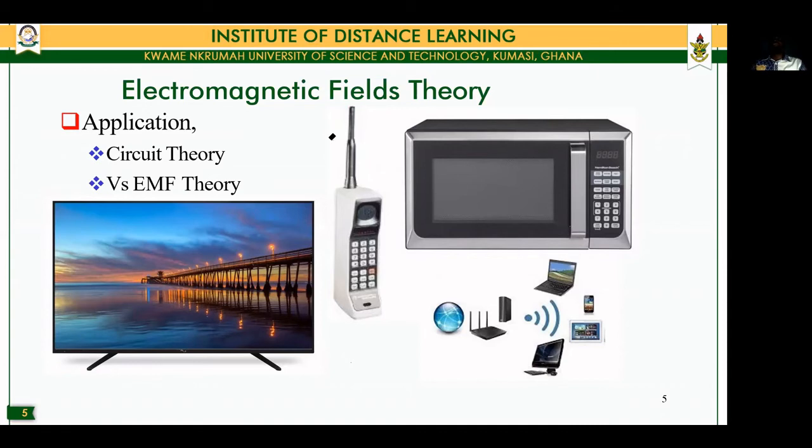Without electromagnetic fields theory, none of this will be possible. Television will not be possible. Phone will not be possible. Wireless communication, as in Wi-Fi and Bluetooth, will not be possible. Microwave heating will not be possible. All of these are made possible by the understanding that scientists had of electromagnetic fields theory.